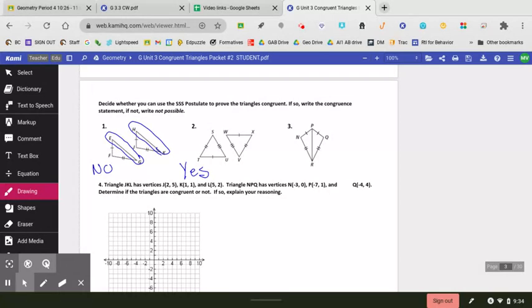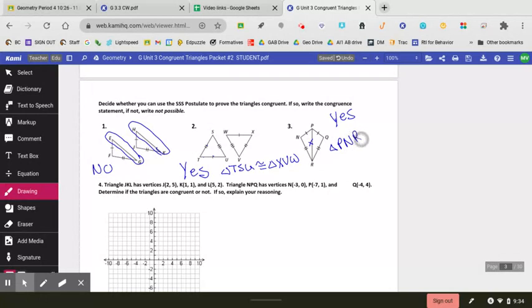So, yes, I can for number 2. And I'm going to start with TUS, and it really doesn't matter as long as you do corresponding. Is congruent to, so T is in between the 1 and 2 mark, so T goes with X. S is in between the 2 and 3 marks, so S goes with B. And U and W. Number 3, the answer is yes, because I know PR is congruent to itself. So that would be triangle PNR is congruent to, P goes with P, Q is in between the 1 and 2, 1 and 2, R.